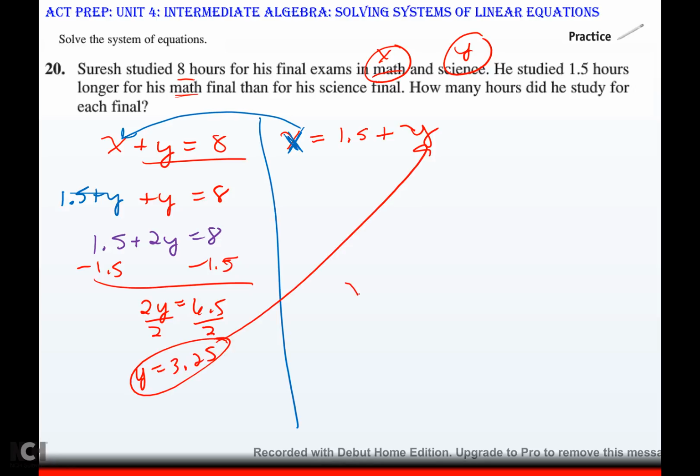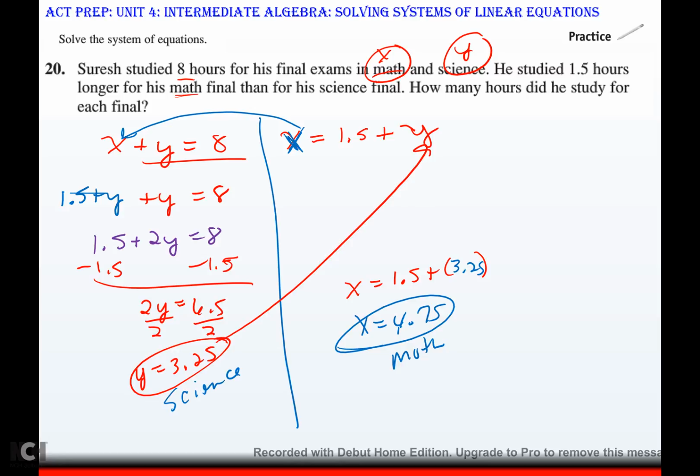Cross over and substitute, I get x equals 1.5 plus blank, and my blank is going to be 3.25. So I get x equals 4.75. Now we got to answer the question. He spent 4.75 hours studying for math and 3.25 hours studying for science. Okay?